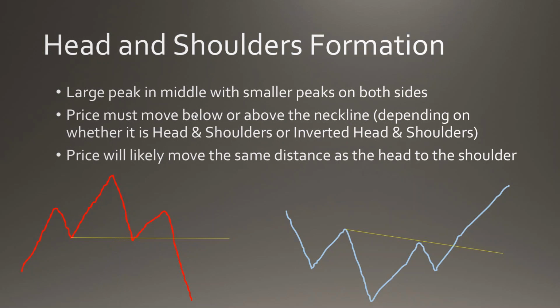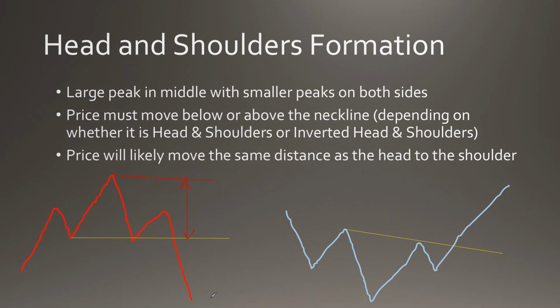Now, you also have what is known as a head and shoulders formation. In a head and shoulders formation, you have a large peak in the center with smaller peaks on both sides. You draw a neckline from one point to the next, and this is where you're anticipating that if price breaks through this area, it should go the distance. This is the head right here, so you measure the distance between these two points, and that's where price is anticipated to go.